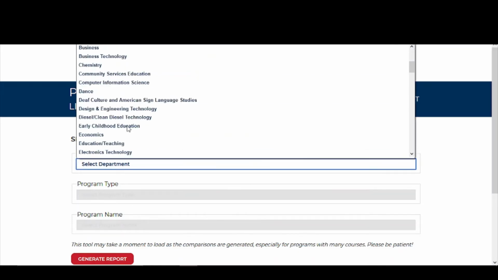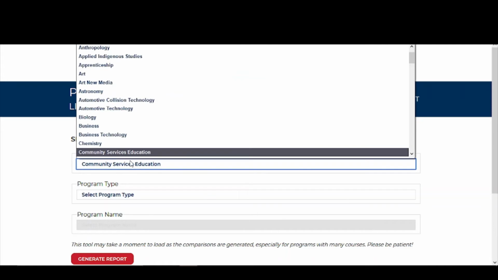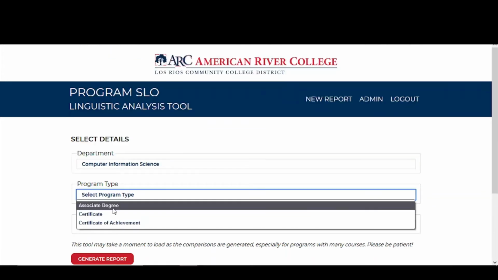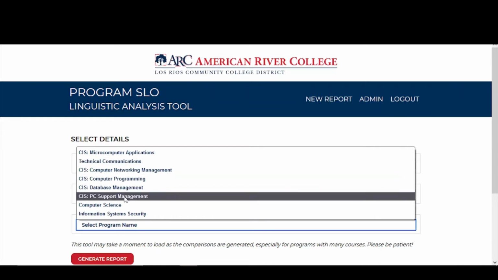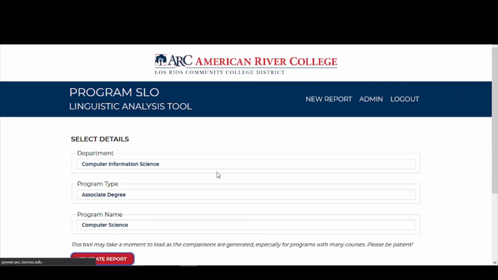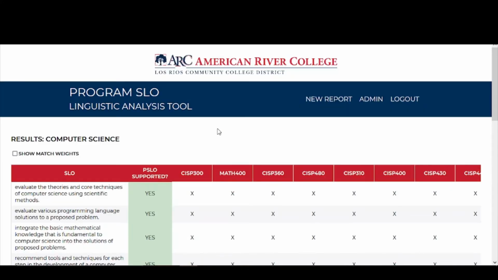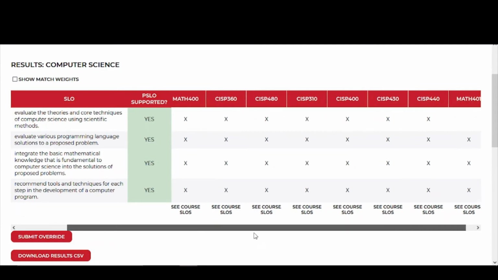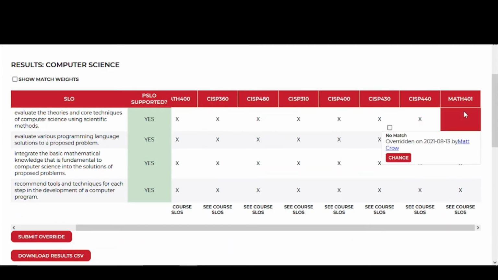So let's go back to that. No, not community services education. That's an interesting major, never heard of it before. Go back to the computer science degree and let's generate this report. As you can see, it loaded pretty fast that time, so everything else looks the same except for this. Oh, I've overwritten this one, so I'll get to the overrides in a minute here.